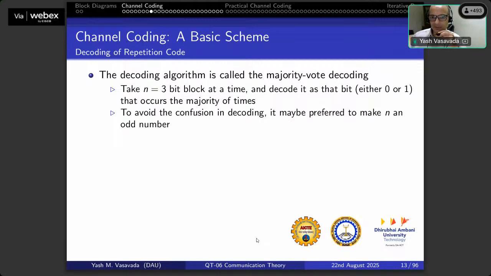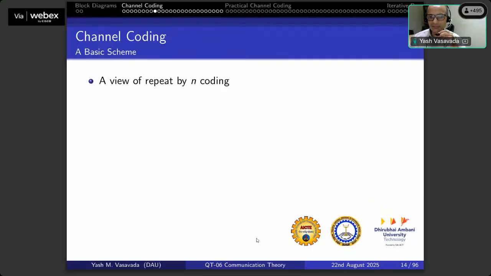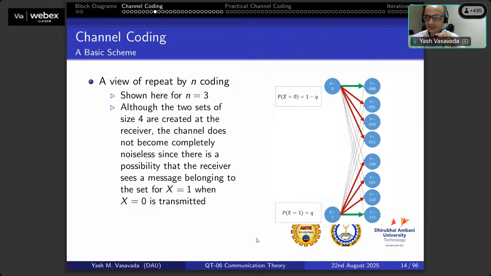Okay. So what happens in this, we will see very shortly, is that when we repeat 1 bit n times, effectively we are doing something like this. For the case of n equal to 3, we have only 2 bits to transmit, 0 or 1 at a time. But we repeat the same bit 3 times, and so the receiver will get a block of 3 bits, which can have 8 different values as shown here.